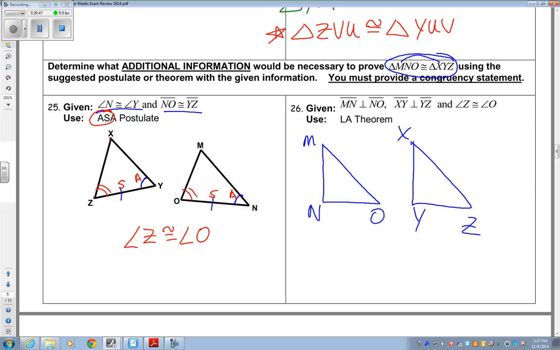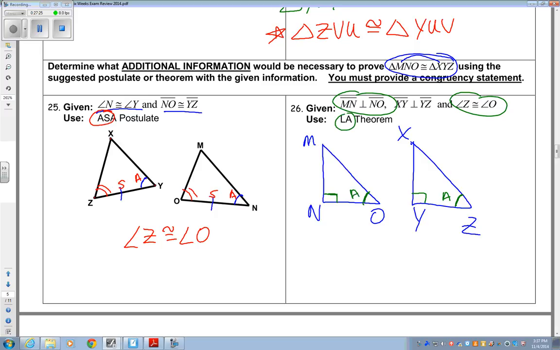Okay, all right, so it also tells me that MN is perpendicular to NO. So how would I show that in the triangle? So where would I put the right angle? Right, at the end. All right, so we're going to do the same thing for the Y. And now we're going to show that angle Z is congruent to O. So what type of triangles do we have here? Right triangles. So if I have right triangles, how many parts do I need to prove? Just two.